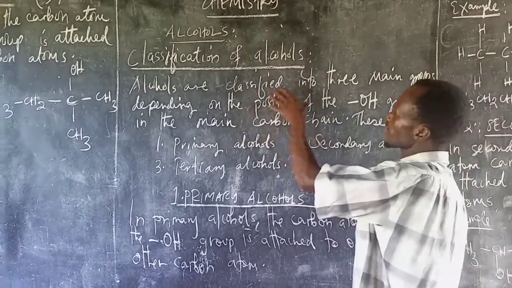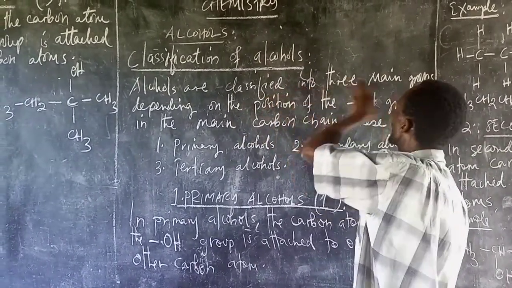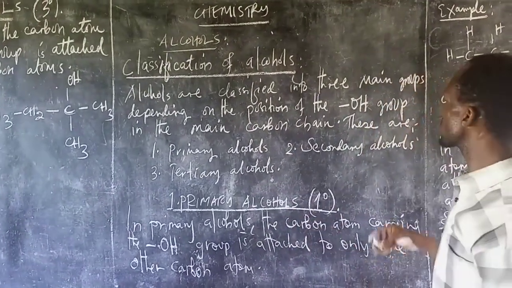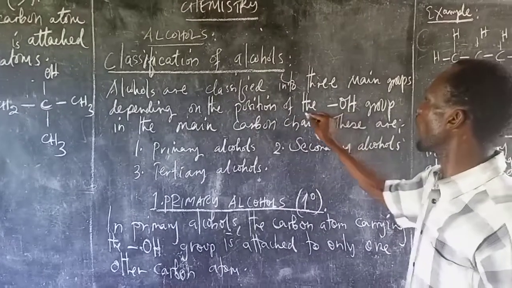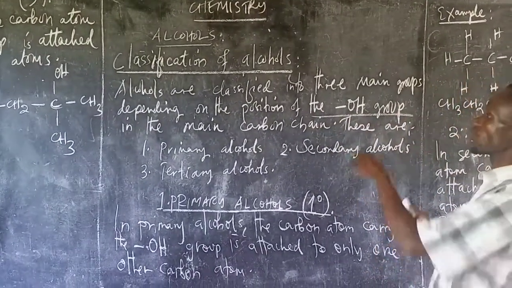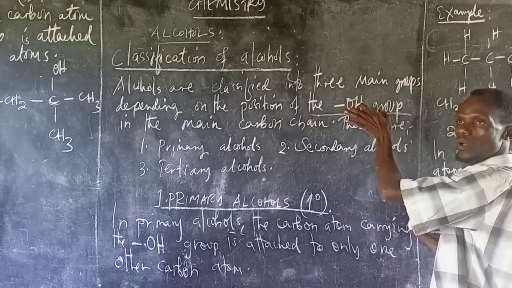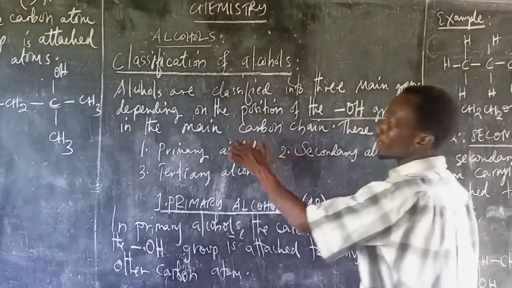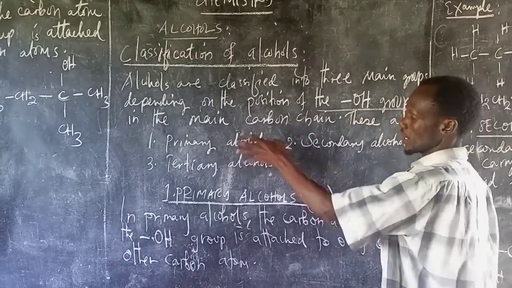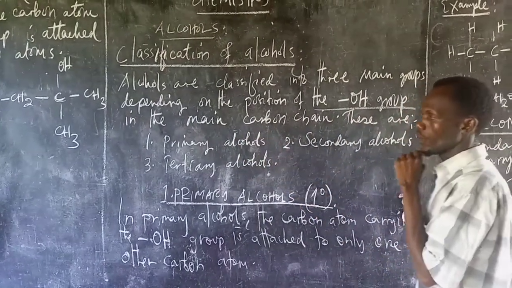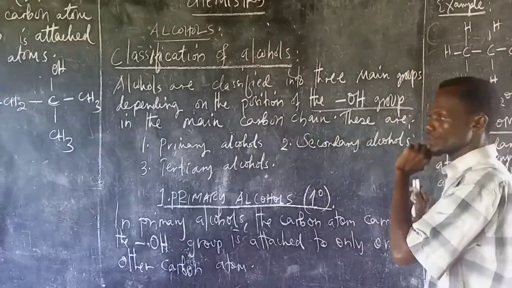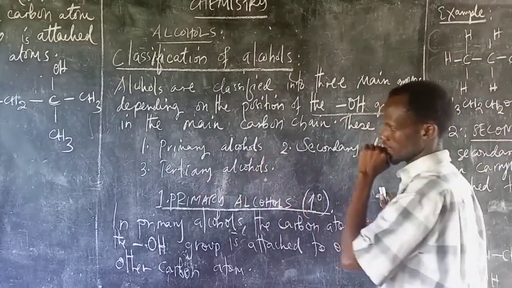Now, alcohols are classified into three main groups, and these three main groups depend on the position of the OH group, the position of the functional group. And in that way, we have three classifications of alcohol. We have primary alcohols, secondary alcohols, and tertiary alcohols.